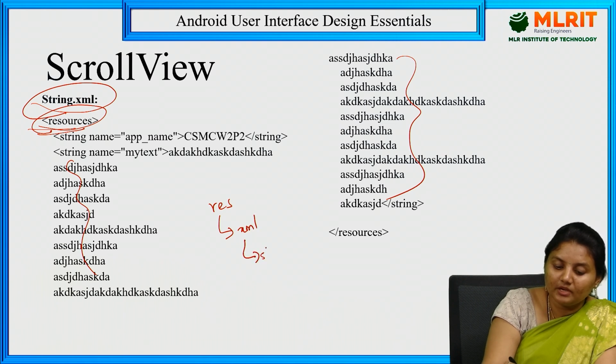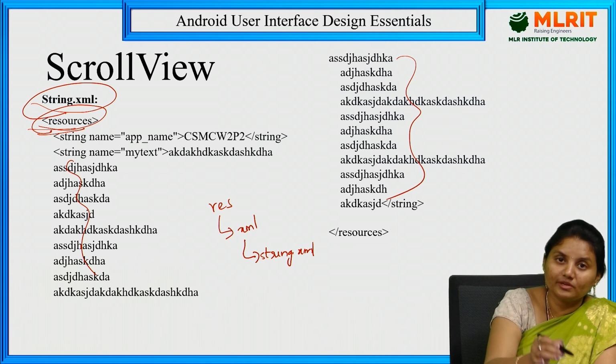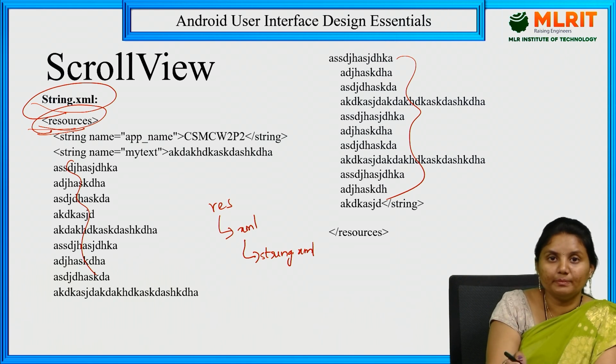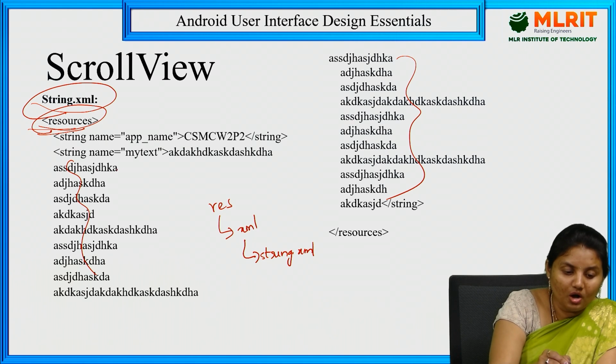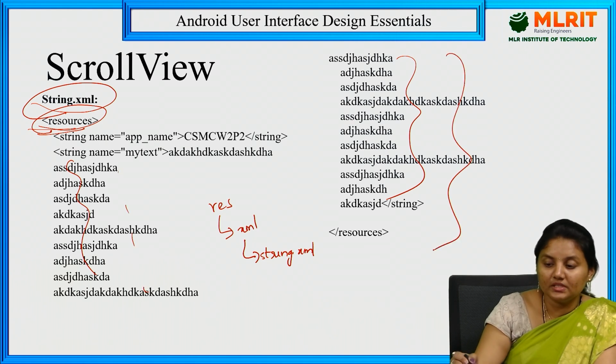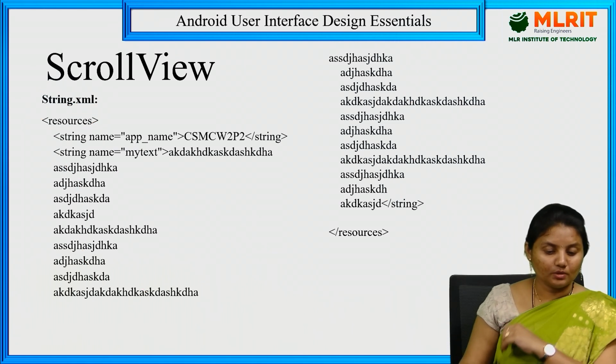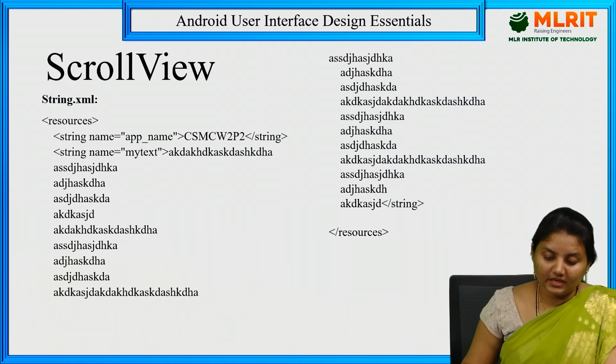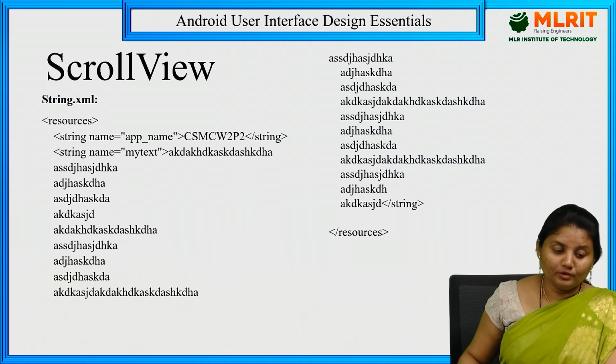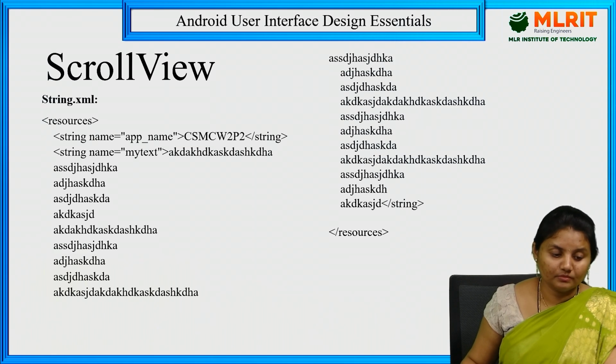Inside the XML folder you have to store the string.xml, which is the external resource file that is placed in the resources. In the string.xml, whatever text you give will be displayed from the resources. So this is a rough text that we have given, and you have to paste it in the resources.